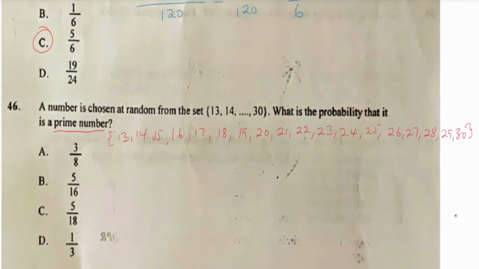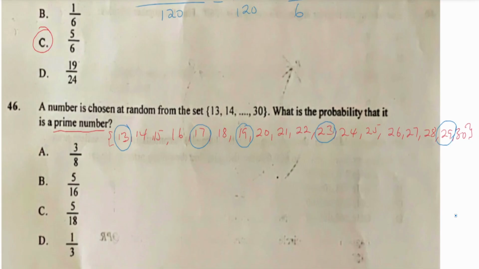And the question will be, what is a prime number? A number that has only two factors, 1 and the number itself. That means that no other number can divide that number except 1 and the number itself. So looking through, the prime numbers we have here are 13, 17, 19, 23, and then 29. These are the numbers that have only two factors.